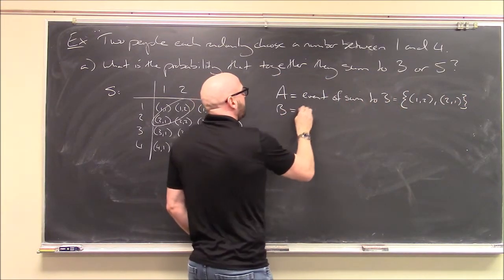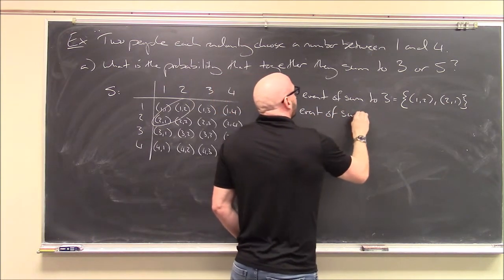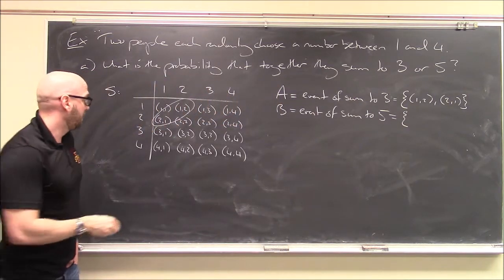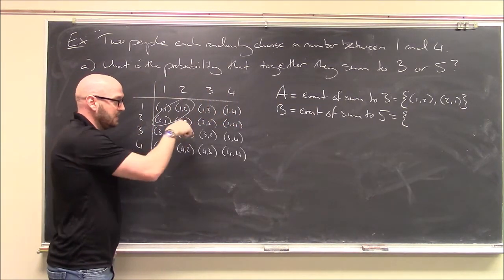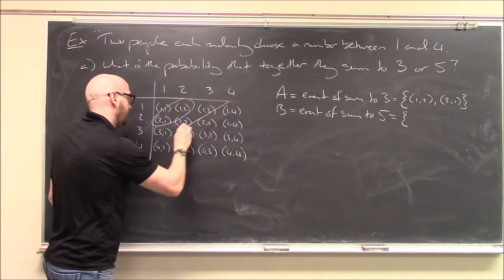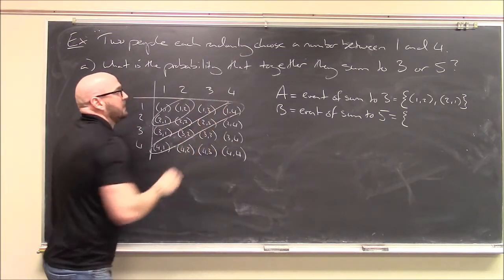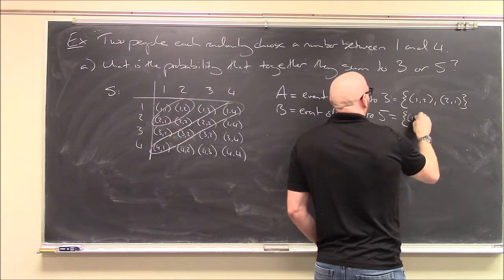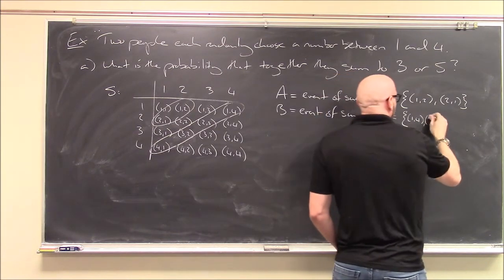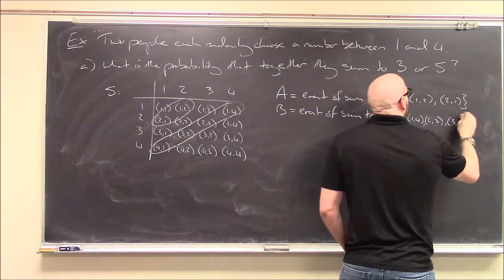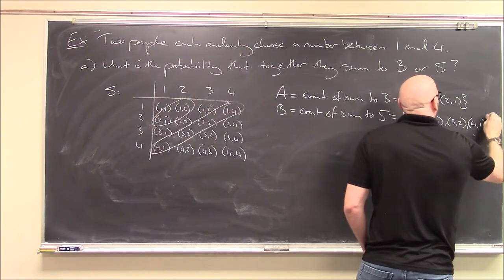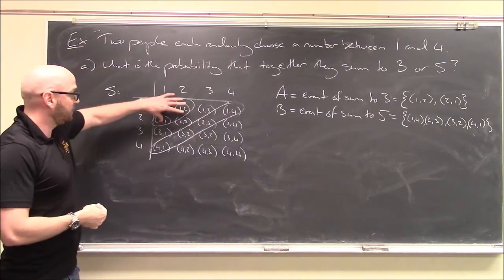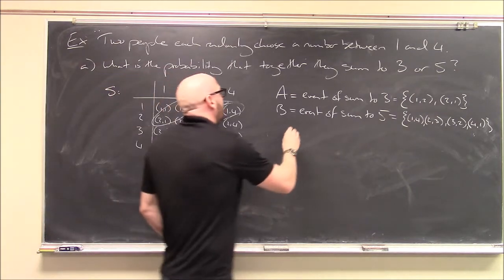And B is the event of summing to 5. And how could that happen? Well, they could either choose 2 and 3, or they could choose 1 and 4, so everything down this diagonal. Those are the only choices that sum to 5. So here we've got 1, 4, 2, 3, 3, 2, and 4, 1. And you'll notice that these are mutually exclusive, right? These two sets don't have any overlap at all, so these are mutually exclusive.